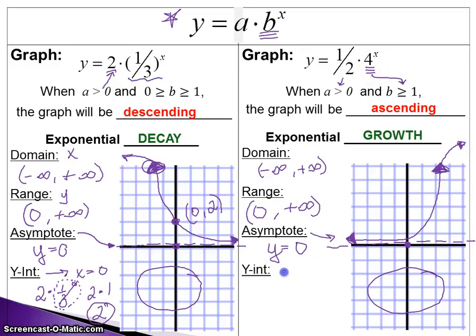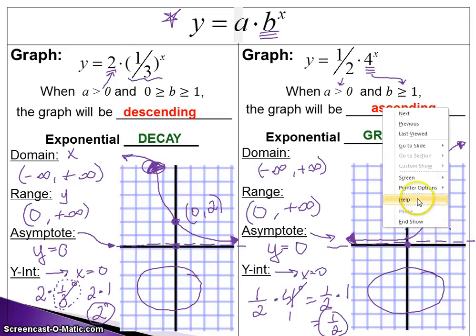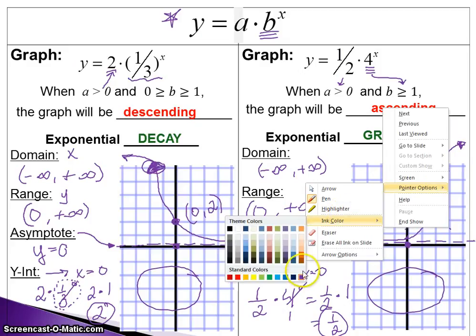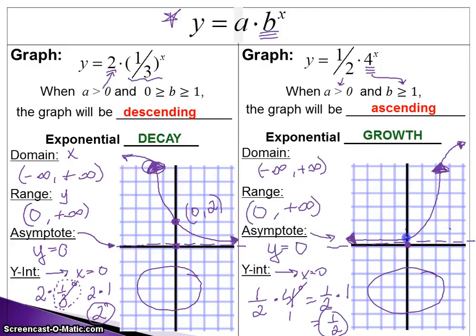Y-intercept, remember, that's when x is 0, so we plug it in. We get 1/2 times 4 to the 0. Again, anything to a 0 power is 1, so we have 1/2 times 1. So my y-intercept will be at 1/2. And again, if we look at our picture right here, our intercept is at (0, 1/2).